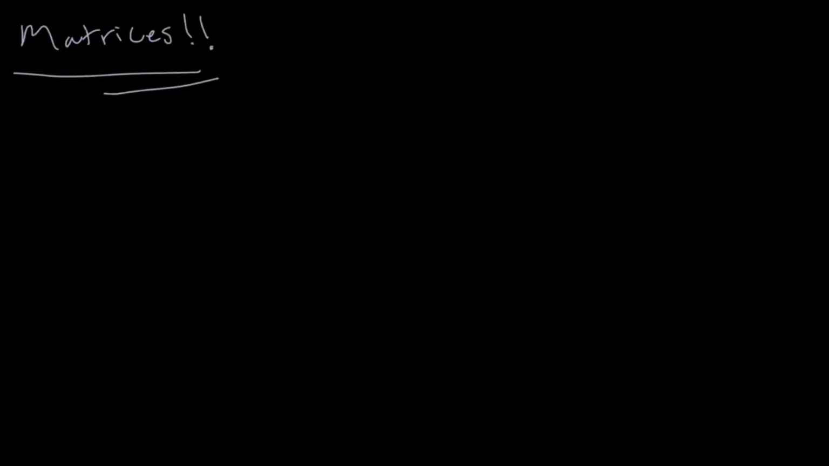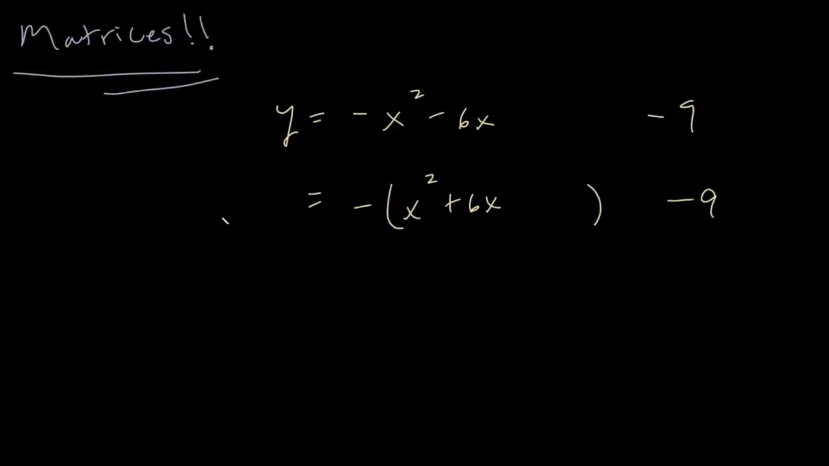10, you bet. Negative x squared minus 6x minus 9. Leave this negative 9 alone. I need to factor out the negative. Is this okay so far? And I need to complete the square. So 6 divided by 2 is 3. 3 squared is 9. So I add 9.